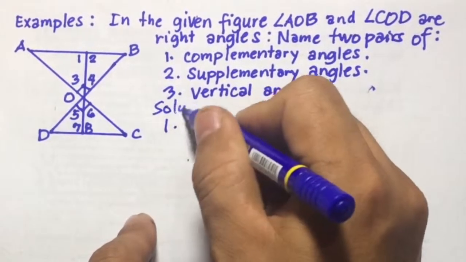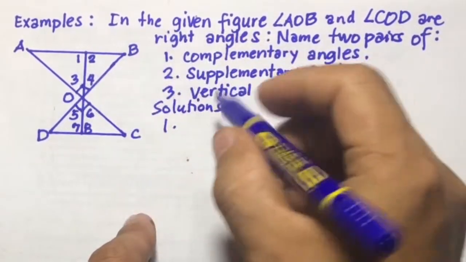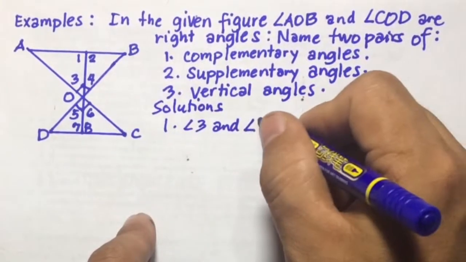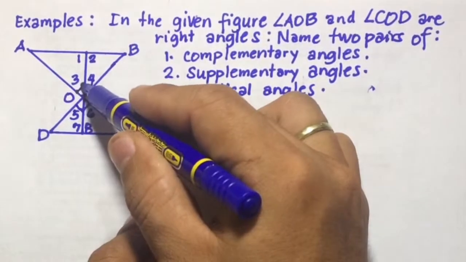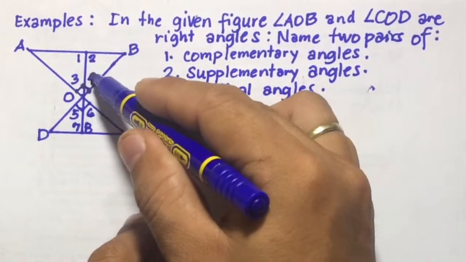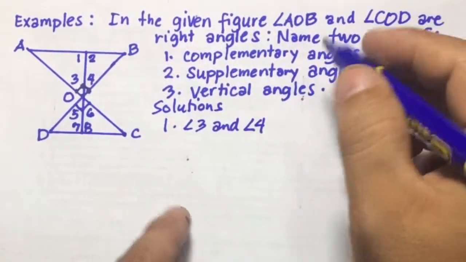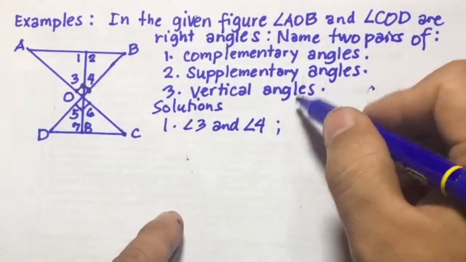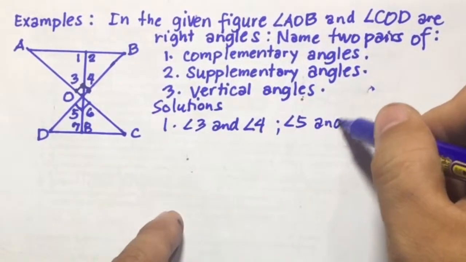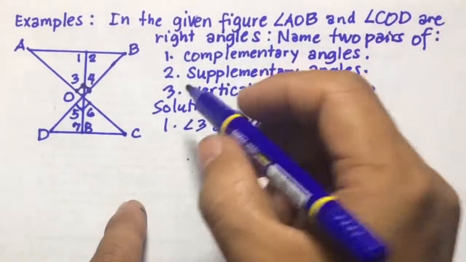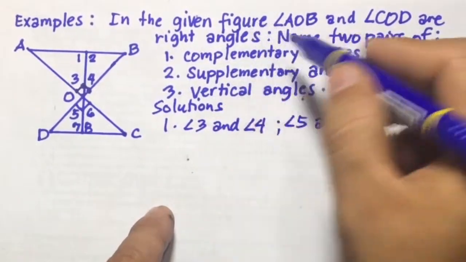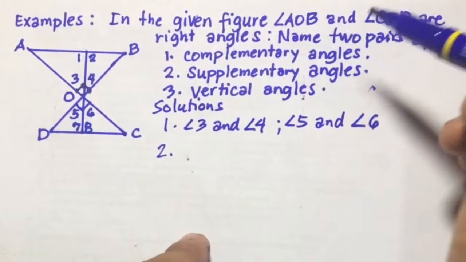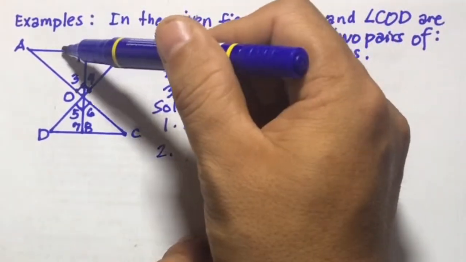So we are going to have angle 3 and the pair will be angle 4, because this one here is a right angle, meaning these two angles will add up to 90 degrees. And we can have also angle 5 and angle 6. Then for number 2, supplementary angles, meaning the sum of their measures will be equal to 180 degrees. So we can have that pair as these two here.